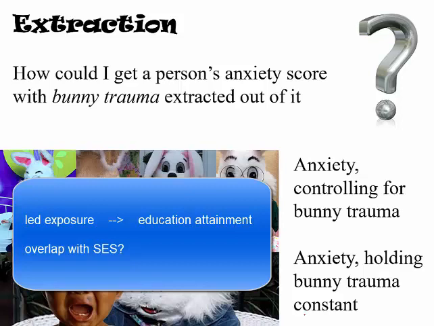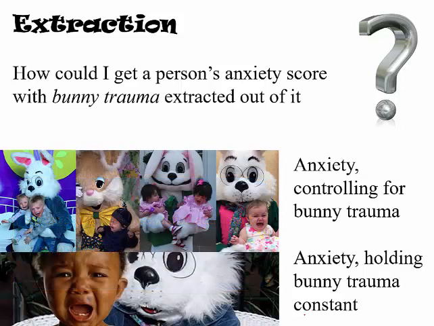So if I do a study and find that exposure to lead predicts education, I don't know, is it the lead exposure that directly predicts the education, or is it actually socioeconomic status that predicts education and just happens to overlap with lead exposure? So I need to find a way to extract socioeconomic status out of lead exposure to see if lead exposure by itself predicts education after controlling for socioeconomic status.